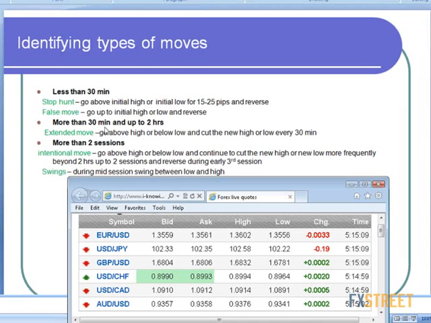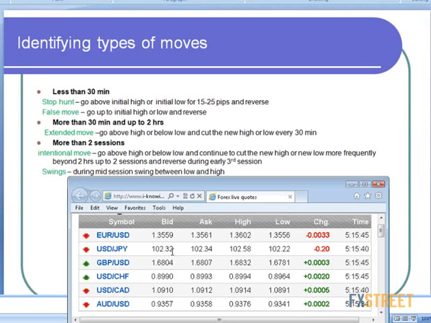Then they make moves of more than 30 minutes, up to 2 hours, which is referred to as an extended move. That means they go above the high, stay above the high for more than 30 minutes, and after 2 hours, reverse. Now, in the case of USD yen, they just breached the initial low, 102.35, and then formed a new low, and they are staying below the initial low. But they have not cut the new low again. So we need to find out whether it is an extended move on the downside to make a rise again, or they want to make an intentional move continuously on the downside.